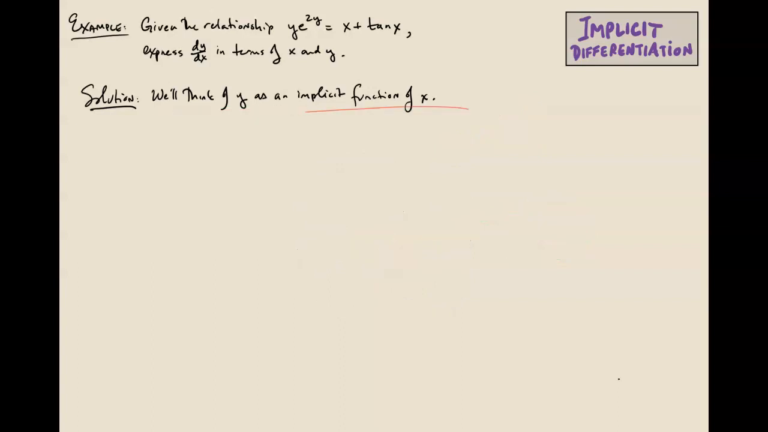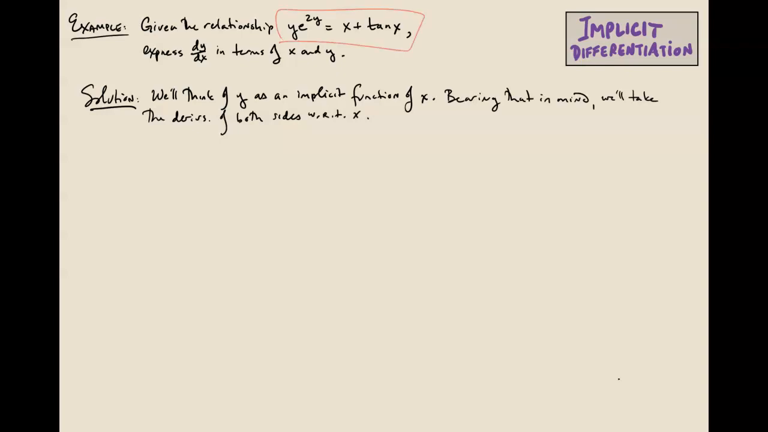We're thinking of y as an implicit function of x, and bearing that in mind, we'll take the derivatives of both sides with respect to x, so that this relationship right here becomes this one. All I've done is apply the derivative operator to both sides of our original relationship. Now the right-hand side is a piece of cake. We know that's going to be 1 plus sec^2 x.